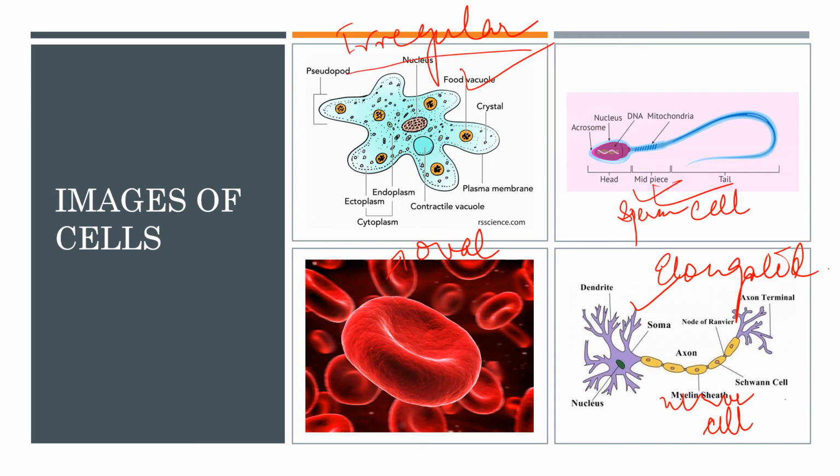So this amoeba is irregular in shape. This is an elongated sperm cell. This is oval shaped. This is also an elongated nerve cell. So these are a few examples which I could find and show in this video. Now next let us see what is there.